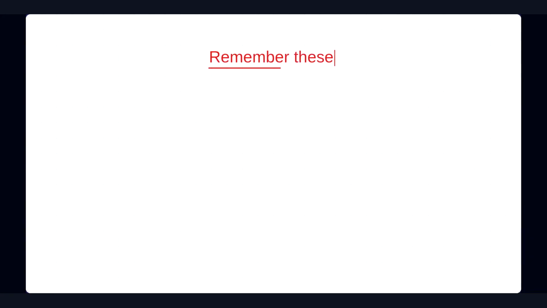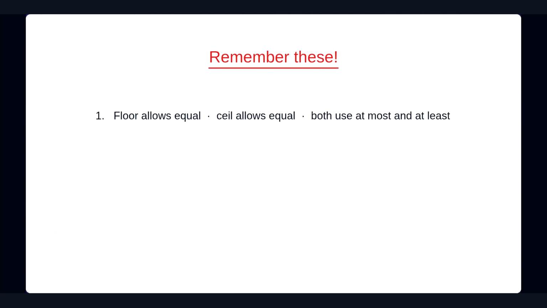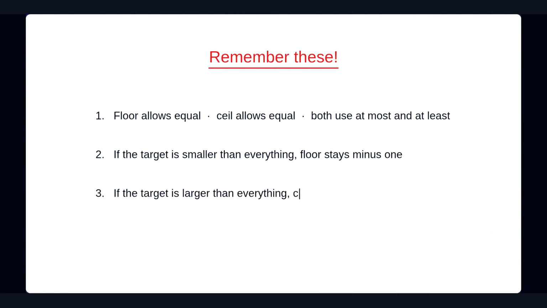Three things to remember. First, both floor and ceil include the target itself when it is present, so an exact hit is both at once. Second, if the target is smaller than every value, there is no floor, so it stays -1. And third, if the target is larger than every value, there is no ceil, so that one stays -1.